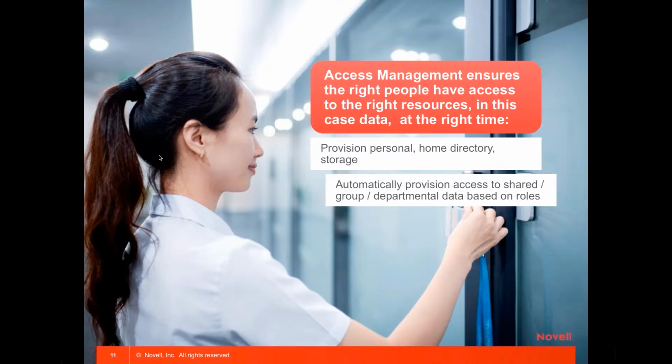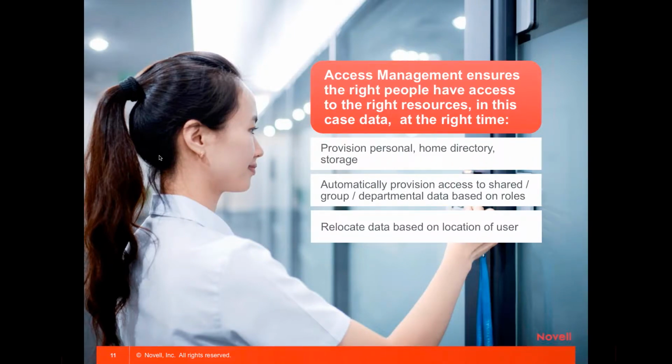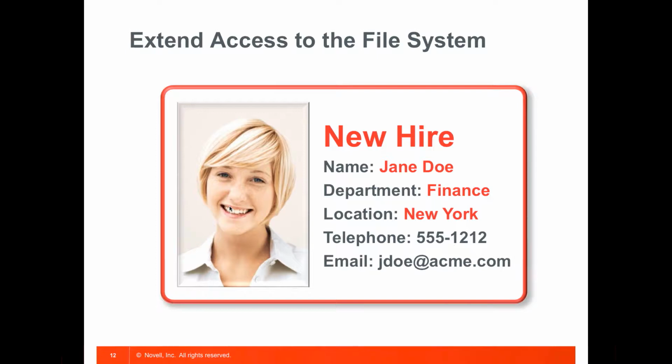So access management is going to make sure that the right people have access to the right resources and not more resources than they require. It'll create the personal home directories, it'll create the department access, and it could automatically provision access to shared groups or departmental data based on roles. And by the way, you can choose to revoke that if they have a role change, or augment it and just add additional rights to them. And of course, relocate the data based on where it's stored. Let me walk you through an example, and then shortly we'll go through a demonstration here.